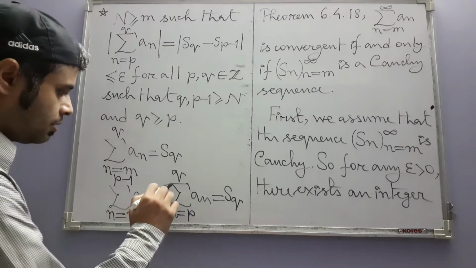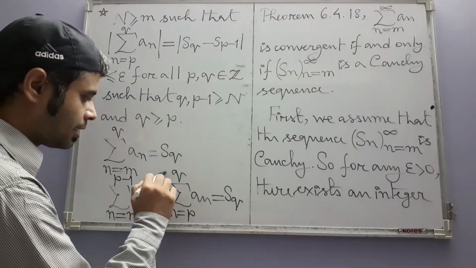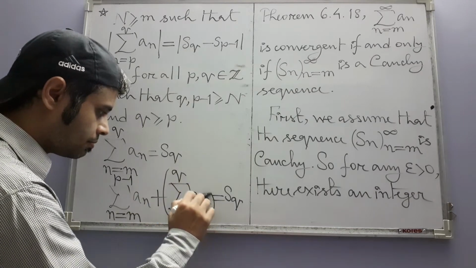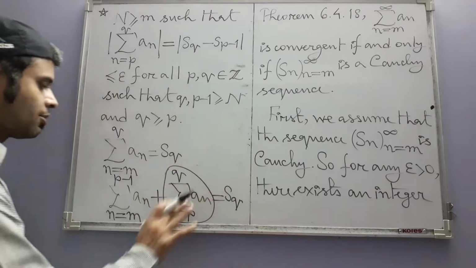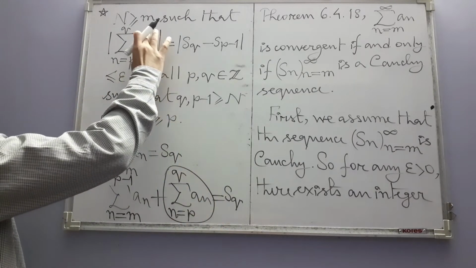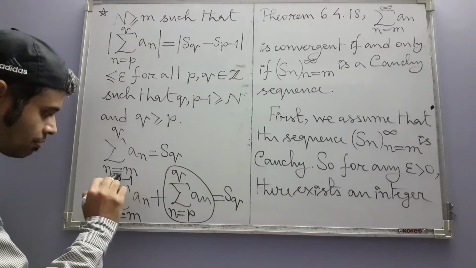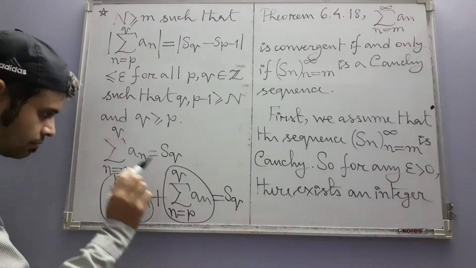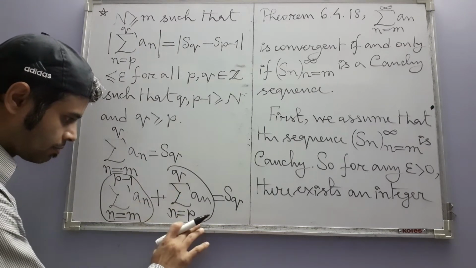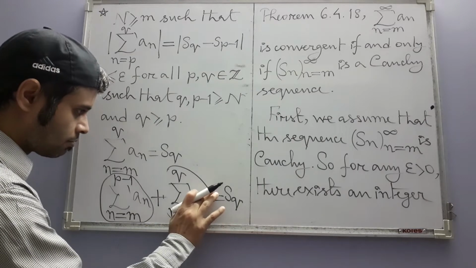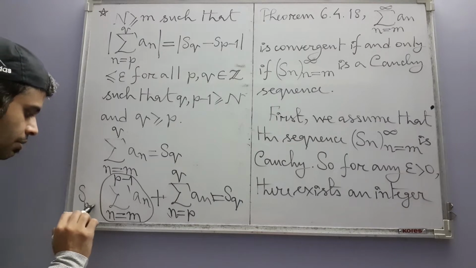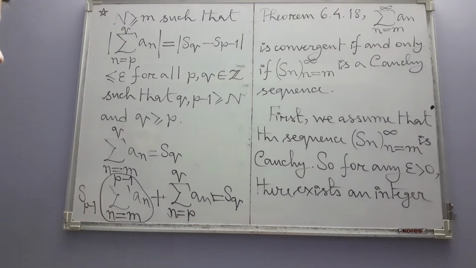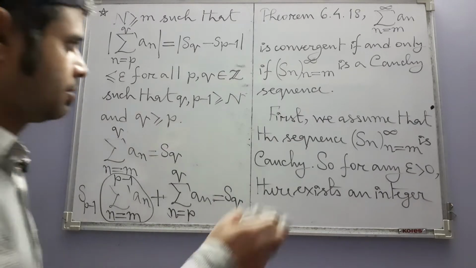Now again, by our definition of partial sums, this thing is what you see here, but this first thing is nothing but S(p minus 1). So that is how. Let me use that part also.